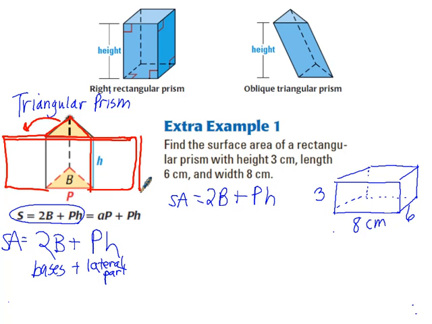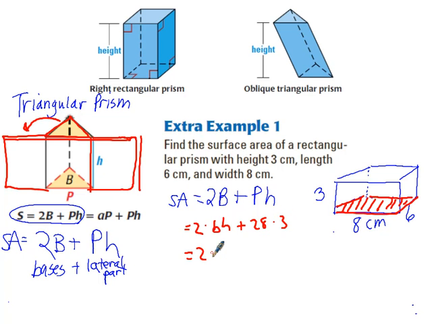Find the surface area of a rectangular prism with a height of 3 centimeters, a length of 6 centimeters, and a width of 8. So I'm going to call this the base down here. I'm going to do twice the base, and that's going to be base times height, right? Lowercase base. And the perimeter is going to be 8 plus 6 plus 8 plus 6, which gives me 28, times a height of 3.